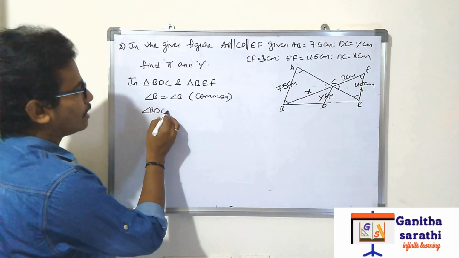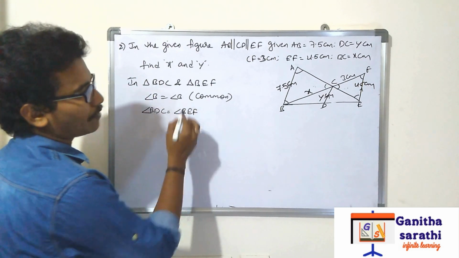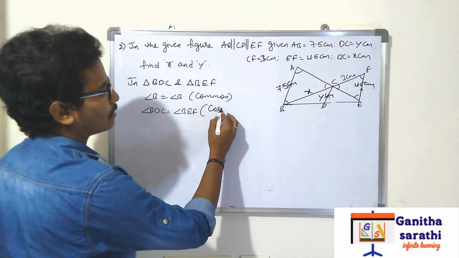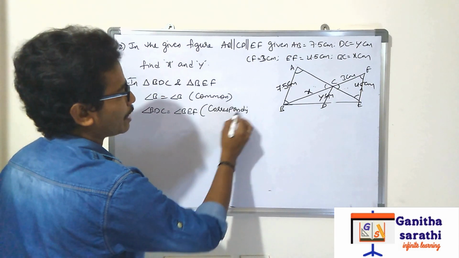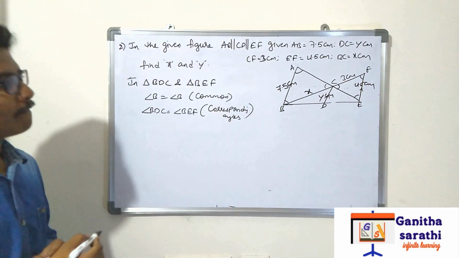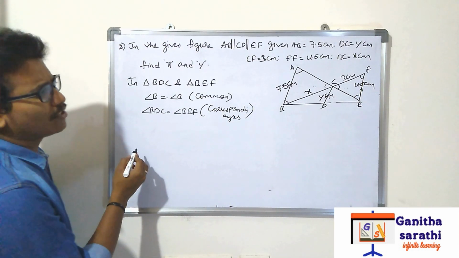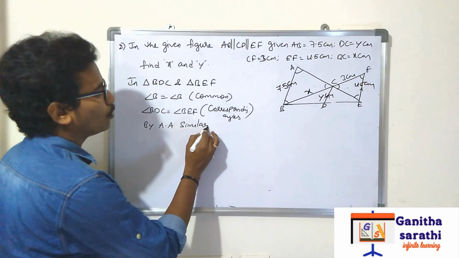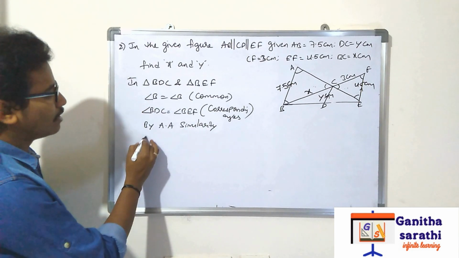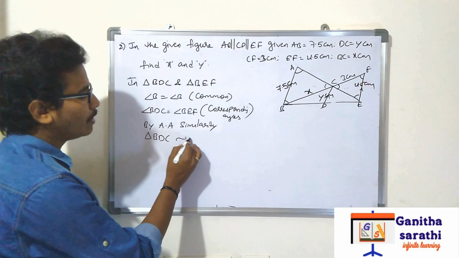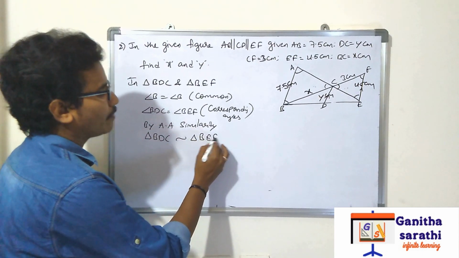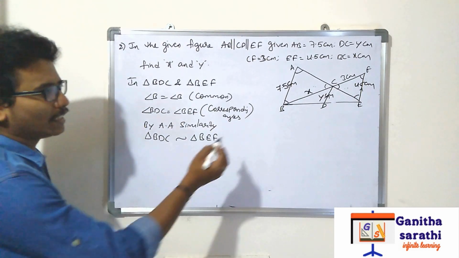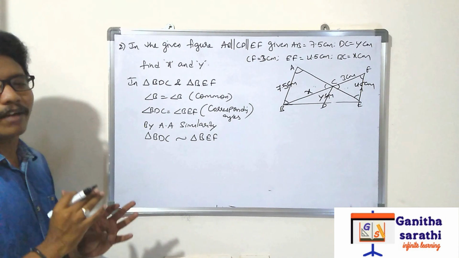And angle BDC is equal to angle BEF. Right. Angle BDC is equal to angle BEF. Corresponding angles. Corresponding means in the same place. Right. By angle similarity, the two triangles are similar. What are the two triangles? Triangle BDC is similar to triangle BEF. If the two triangles are similar, then angles will be equal, sides will be in proportion. So take the sides which are in proportion in order to find the value of Y.